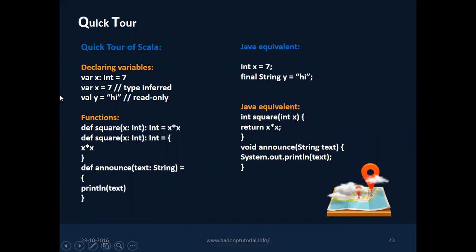Okay, so just a quick comparison here of whatever we have learned till now. Declaring variables in Scala: var x: Int = 7, or var x = 7 with type inferred. Here in Java, int x = 7. If you have a constant, final String y = "hi", we declare that as val. And if I have a method int square(int x) { return x * x; }, I can define this way: def square(x: Int): Int = x * x. Or you can provide that in a curly brace. And this is the same, a Java method and a Scala method.